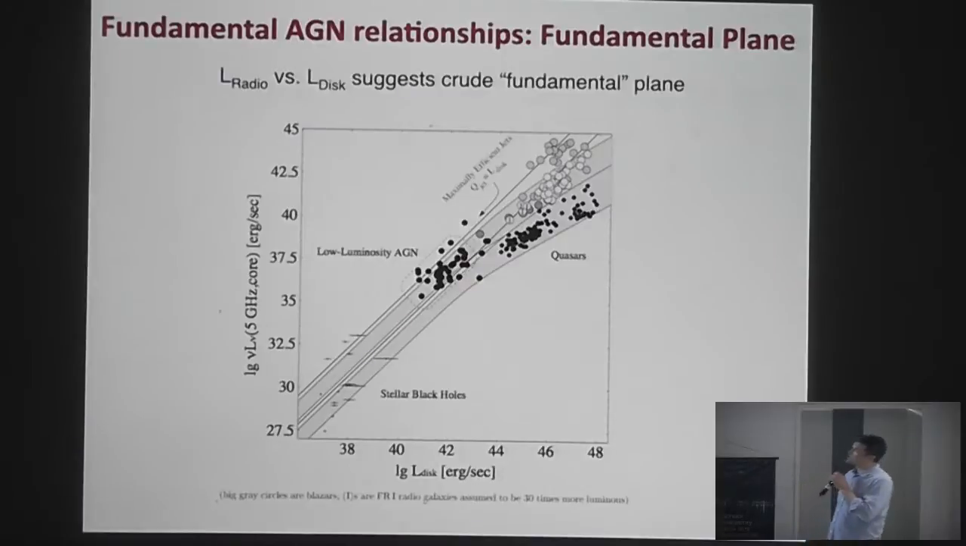Another fundamental relation is the fundamental plane. This is a relation between the radio emission in the core and the disk emission, traced by the X-rays or by the UV. This was generally seen for low luminosity AGN and some AGN, and then actually extended to stellar mass black holes.